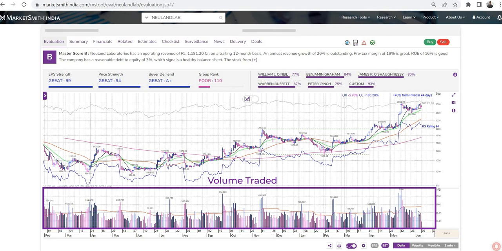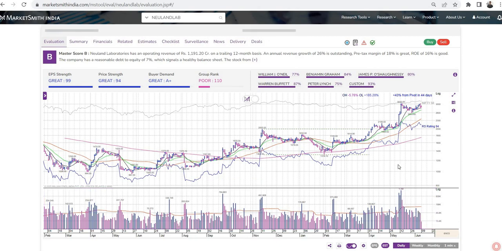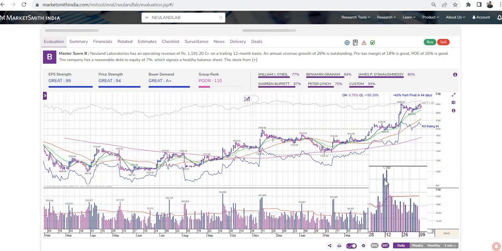The color of the volume bar corresponds to the color of the price bar, meaning was the stock up or down that day. Volume is very important because it signals how much buying or selling demand there is in a stock. It's key to follow the big money when you are investing.